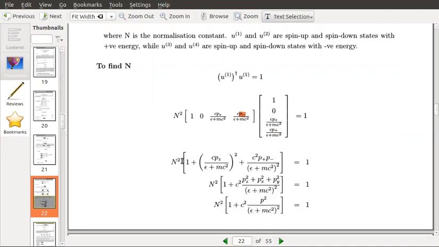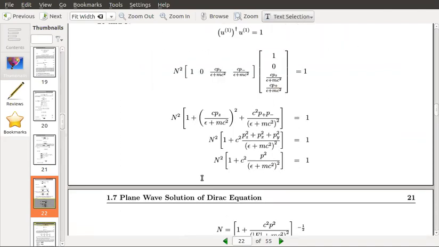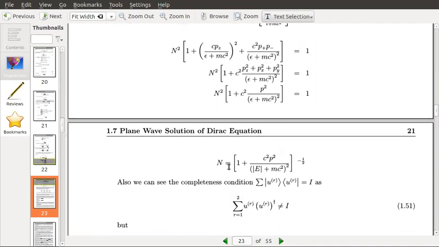Now you can go through these simplification steps. N square multiplied, you will get a single quantity: a 1 by 4 into 4 by 1 matrix gives a 1 by 1 matrix, so only a single element. So N square into this quantity, you can check the steps. Finally, you will get N equal to 1 by root of this quantity. Okay, so that is the normalization factor. That is the homework. You check this simplification.